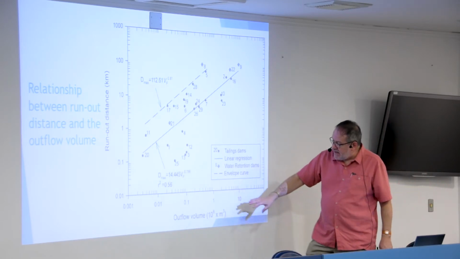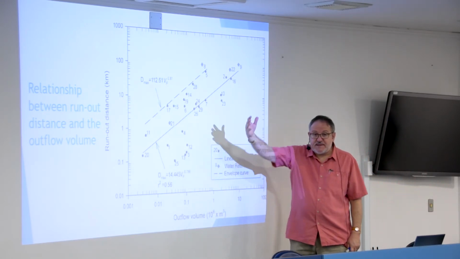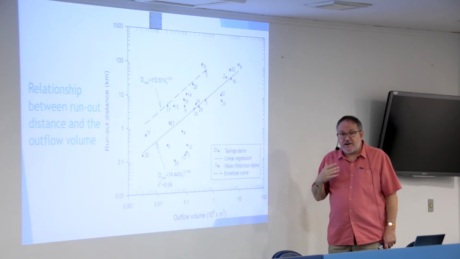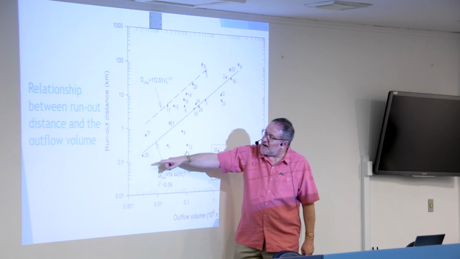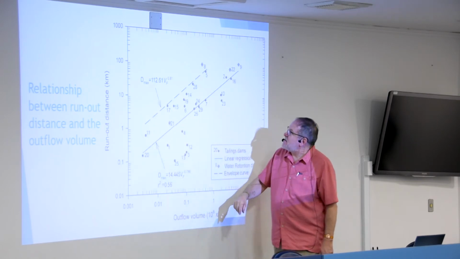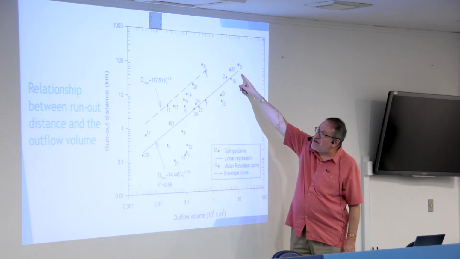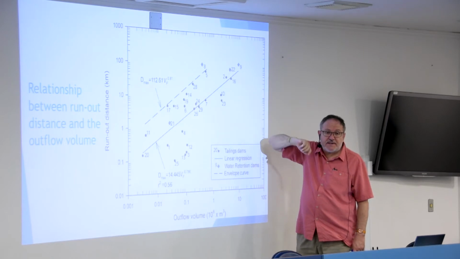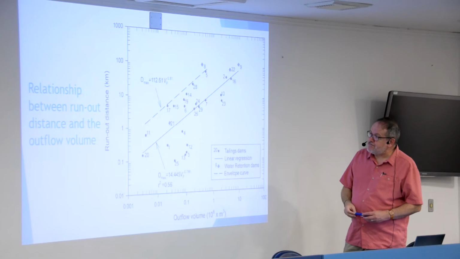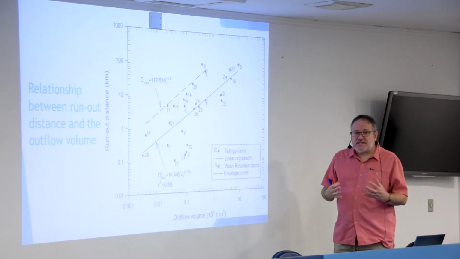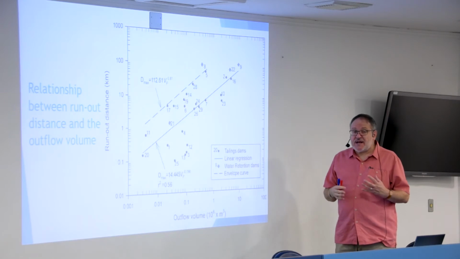So here we have the outflow volume now, how much came out after the failure of the tailing dam, and what is the run-out distance. So you can see that some of those values are on the order of 100 kilometers with the failures that had taken place. So what do you do with all this information? Well, it gives you an idea of what could happen.